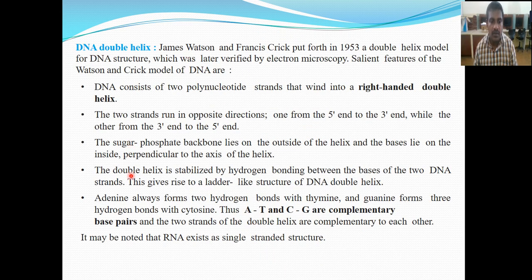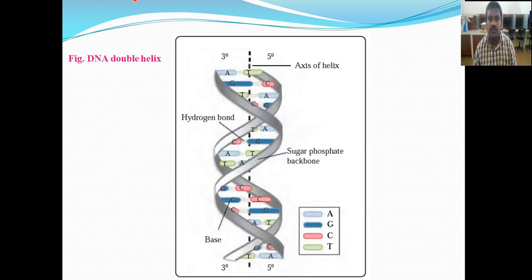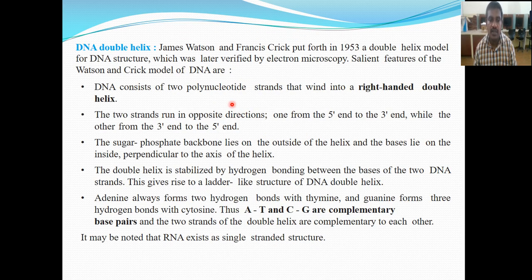Then the double helix is stabilized by the hydrogen bonding between the bases of the two DNA strands. See, these bases are stabilized because of this hydrogen bonding. You can see that between these bases the hydrogen bond is there. So the double helix is stabilized by the hydrogen bonding between the bases of two DNA strands, and this gives rise to the ladder-like structure of the DNA double helix.